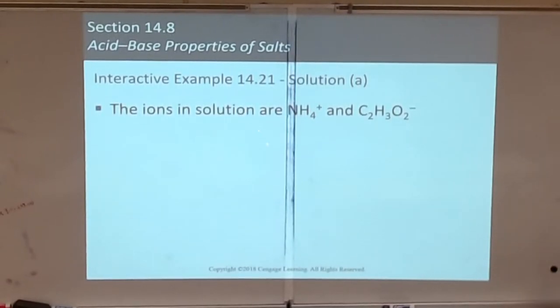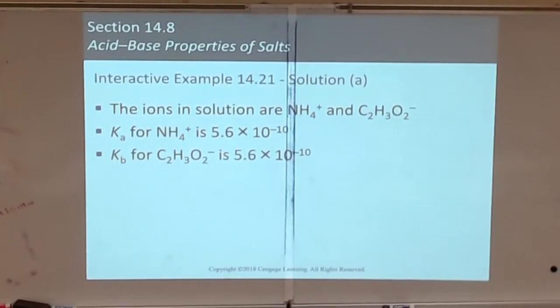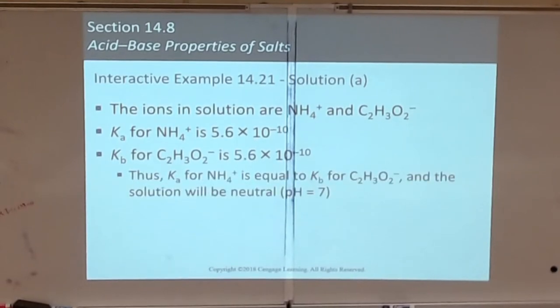I've got ammonium and acetate. What do I know about both of these? They're both weak, right? What do I know about them now? The Ka is 5.6 times 10 to the minus 10th, and the Kb is 5.6 times 10 to the minus 10th. What do we think is going to happen? It's going to be neutral. They're both weak, but they're both equally weak.